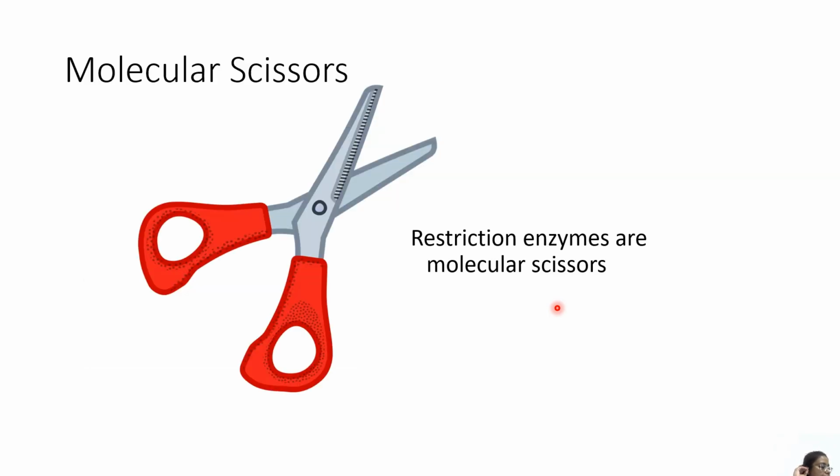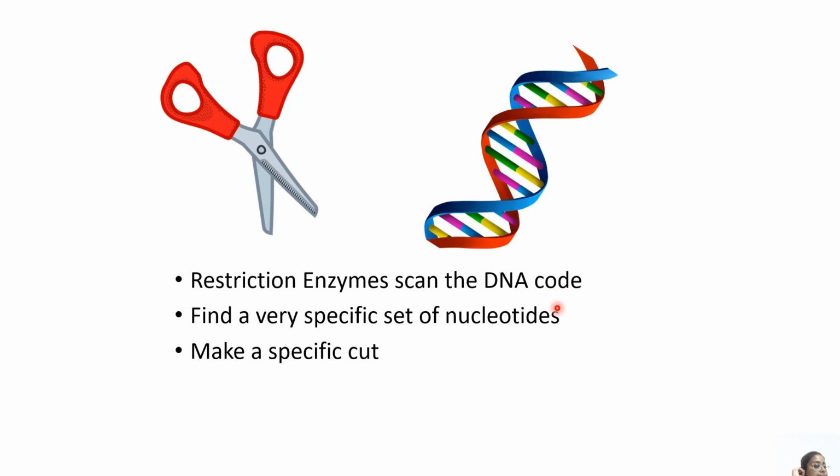Now, what are restriction enzymes? We discussed this a lot of times, but again, restriction enzymes are nothing but molecular scissors. And what are molecular glues? Ligases are molecular glues. So nucleases and ligases have contradictory functions. These endonucleases are molecular scissors. They can scan the DNA code, find a very specific set of nucleotides and make a specific cut on both the strands.